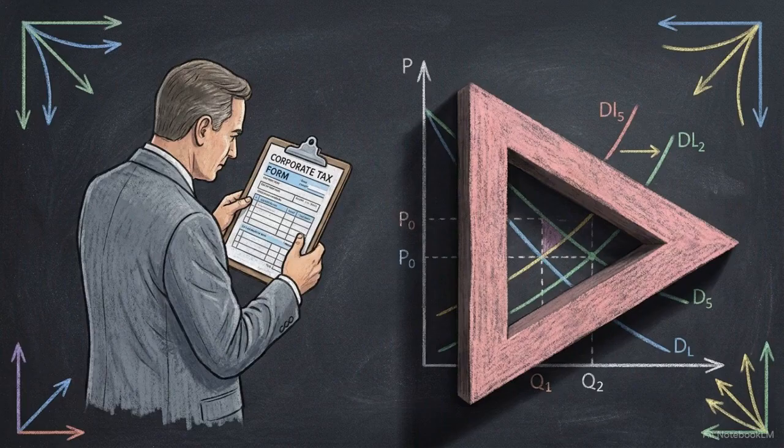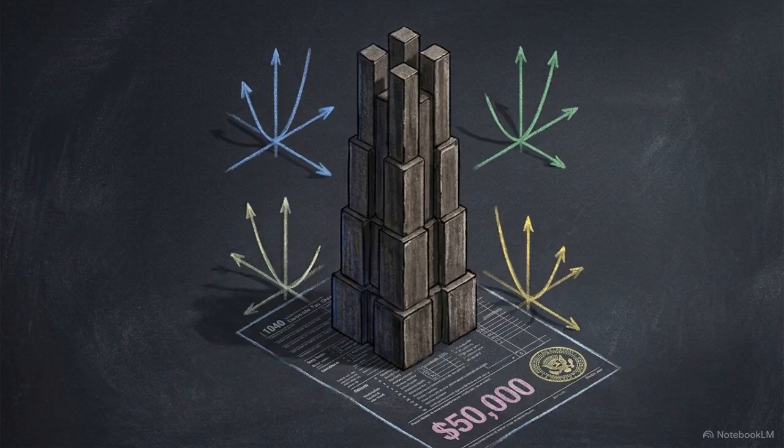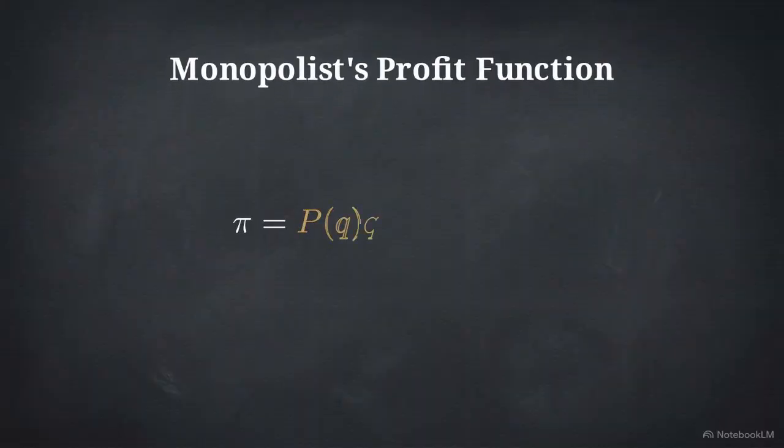This creates a precarious dilemma for policymakers. How do you extract wealth from a monopoly to fund public goods without accidentally extending that deadweight loss? To find the optimal solution, we can test 3 different tax instruments mathematically. We start with the Pauschalsteuer, or lump sum tax. This is a massive, one-time fixed fee charged to the corporation, like a licensing fee just to operate. We set up the monopolist's profit function, price times quantity, minus the cost of production, minus the fixed tax, T.